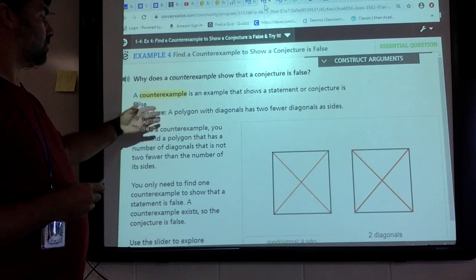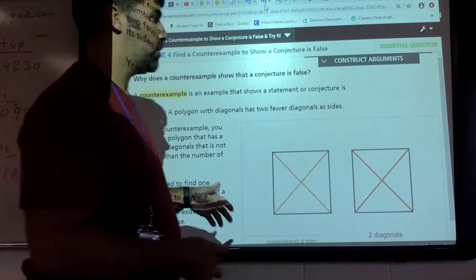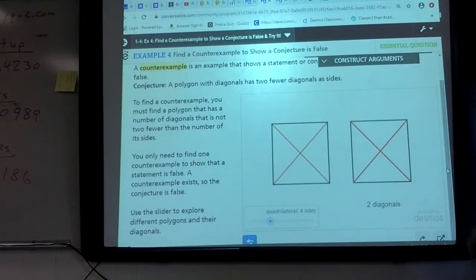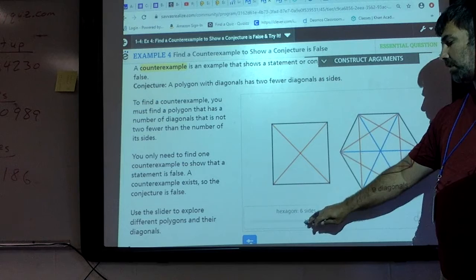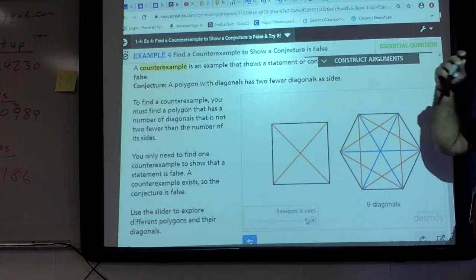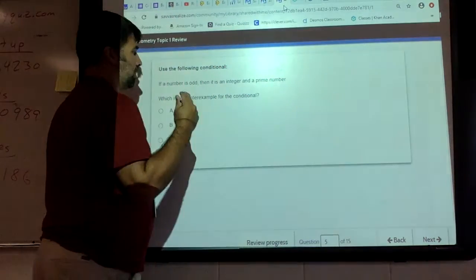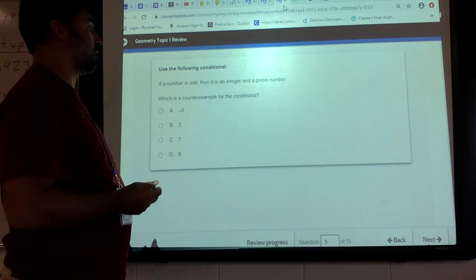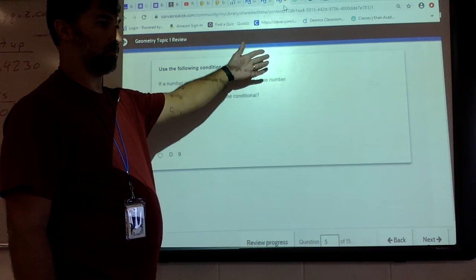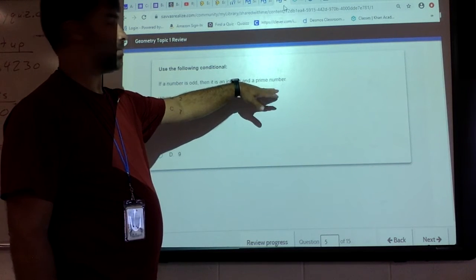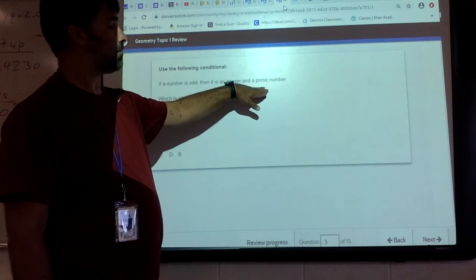An example of that: this conjecture, the polygon with diagonals has 2 fewer diagonals as sides. Well, an example that would negate that would be a pentagon. As you increase the sides, then that becomes not true. All right, so for our example, it says if a number is odd, then it is an integer and a prime number. We do have to know what prime number means. A prime number's factors are 1 and itself. So you got 3. The only way you get 3 is 1 times 3. 5. The only way you can get 5 is 1 times 5. So those are the prime numbers. So you got to understand that.